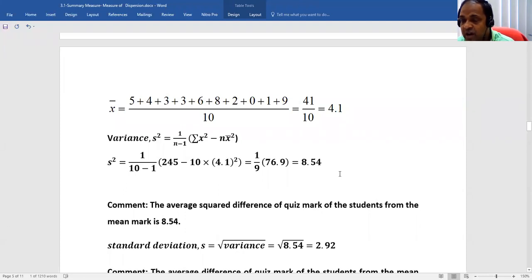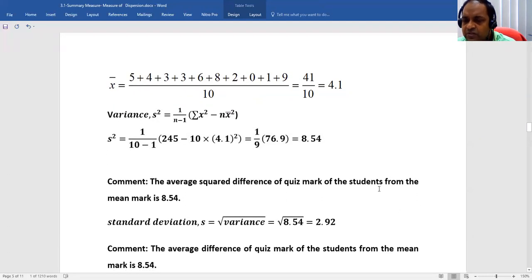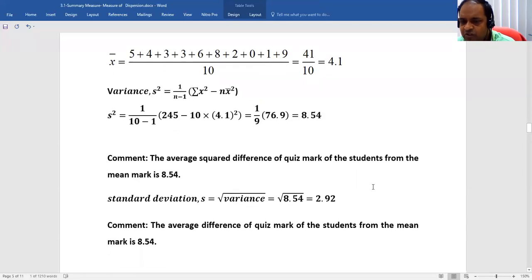And what is the interpretation? I told you before, in statistics the most important part is the interpretation. Calculation can be done by a computer, any program, Excel can do it automatically. But the main important thing is the interpretation. Your knowledge, your wisdom, your experience all depend upon how you interpret your result. So one should write a comment or interpretation after all calculations, whether it is mentioned in the question or not. So we got 8.54 as the variance.